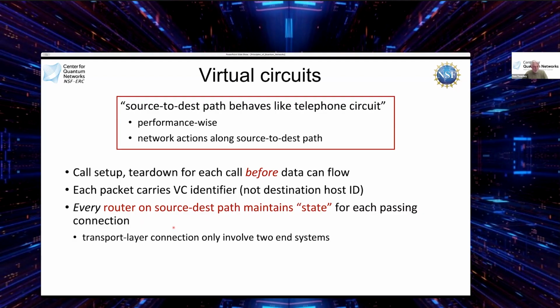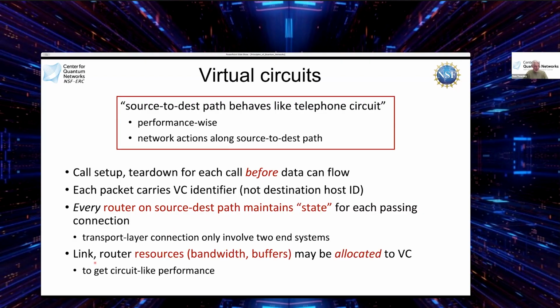And we might have to allocate resources on each link and each router on the path to the virtual circuit. And that would be like bandwidth and memory, if we wanted to guarantee some kind of circuit-like performance.